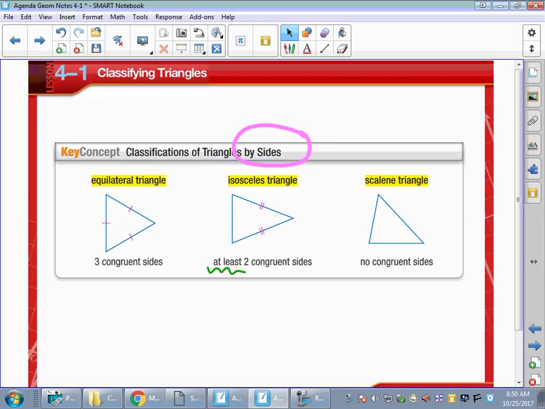Those are our only 3 options for classifying by side length. So equilateral, isosceles, or scalene. I know you've heard about these. But did you differentiate between only looking at angles and giving it a name, and only looking at sides and giving it a name? So kind of an important distinction.